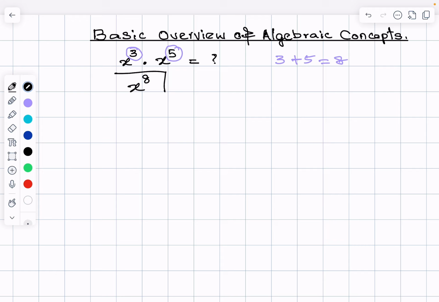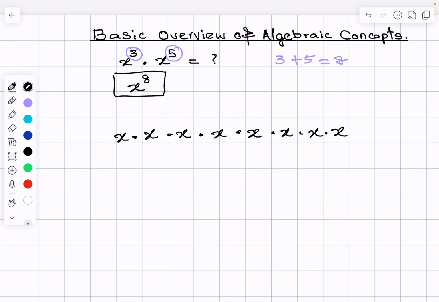Let's understand why we add the exponents. Because x to the third power means 3 times x. 3 times x means like this, x times x times x. Then x to the fifth power means 5 times x: x times x times x times x times x.